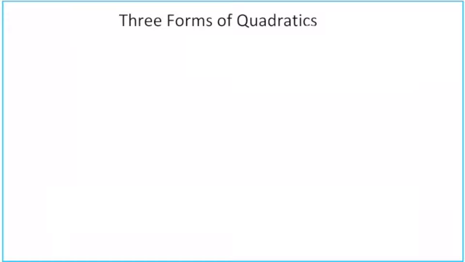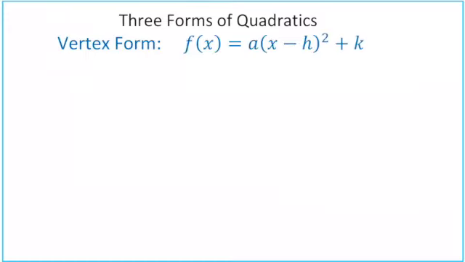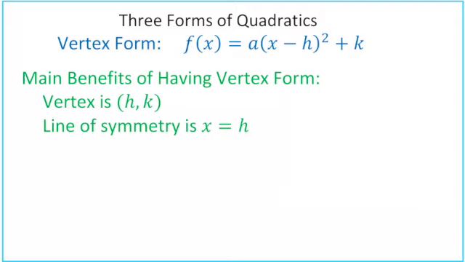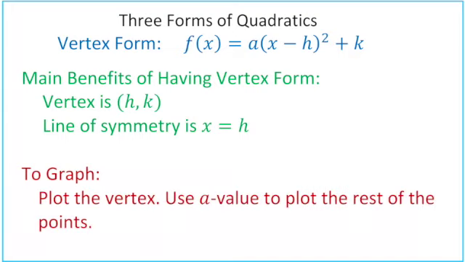Next up, let's go ahead and take a look at vertex form. Vertex form is a times x minus h squared plus k. The main benefits of having vertex form is that you have the vertex, h, k. You can also have the line of symmetry, which is x equals h. Vertex form is also the best one to graph with because you have the vertex. And then from the vertex, you can use the a value to plot the rest of the points.